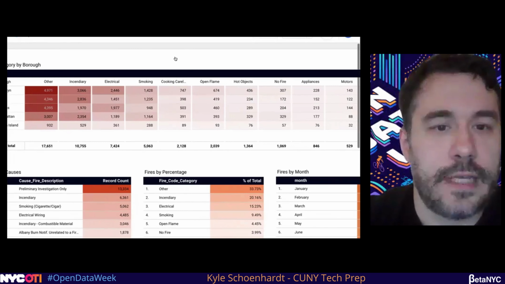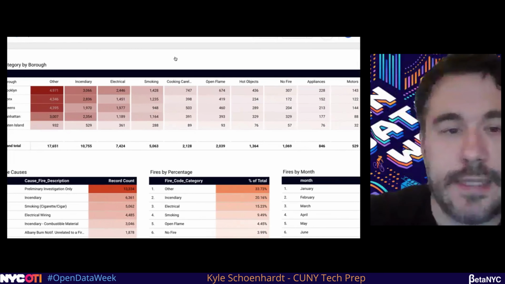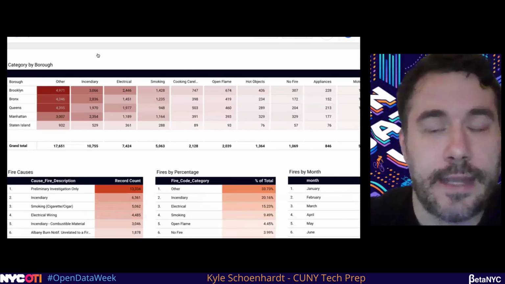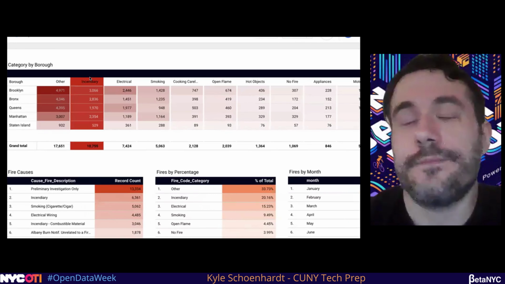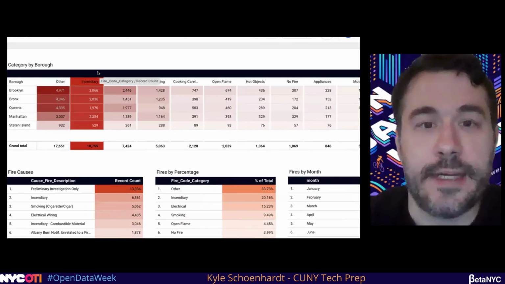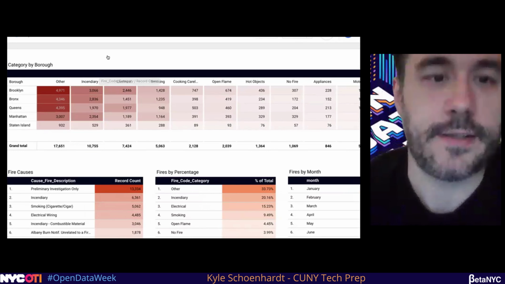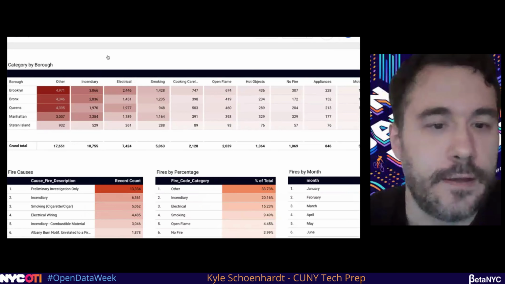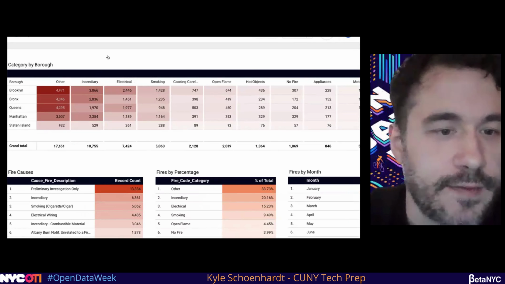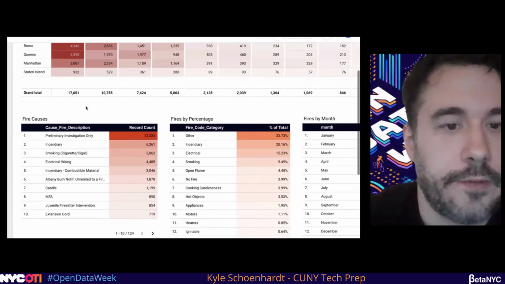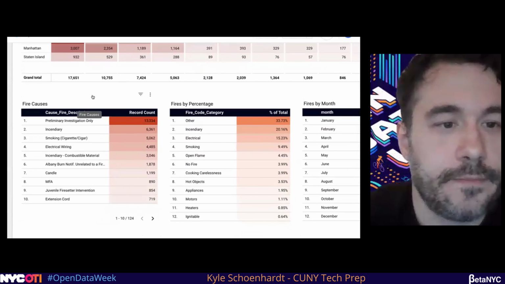We have excluding other. The number one reason according to this data set for fires in New York City is incendiary purposes. Those are usually deliberate fires that are caused. It ranges in reasons. The chart right underneath that gives a more detailed description of the fires that are caused.